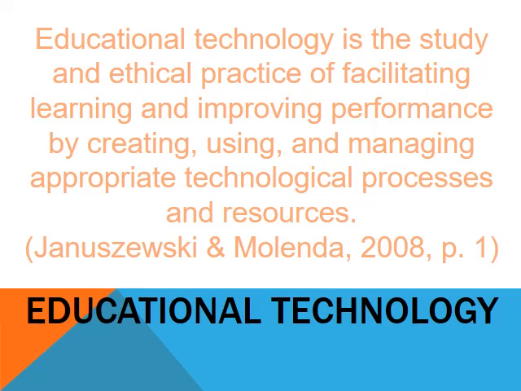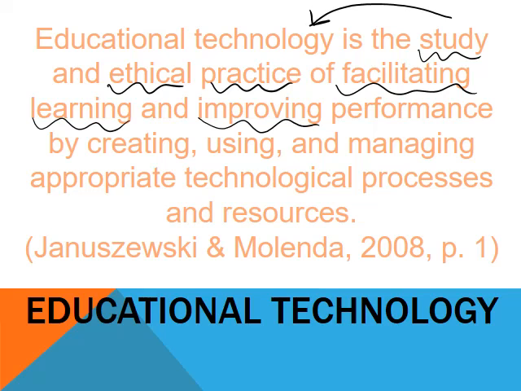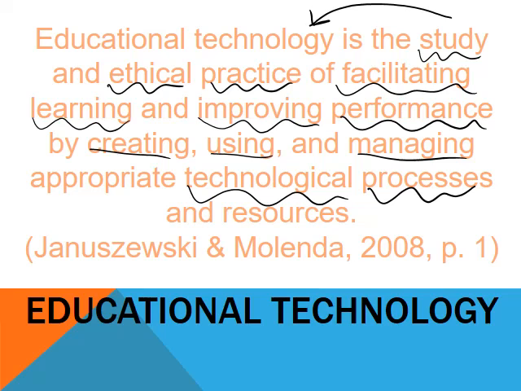In order to help us break down this definition of educational technology, we're actually going to use the components that are contained within the definition itself. And so the first thing that we will look at is the study of educational technology. After that, we'll look at the ethical practice of educational technology. Next, we'll look at how educational technology can be used to facilitate learning and how it can be used to improve performance and what those actually mean. After that, we'll look at creating, using, and managing educational technology. Then we'll look at the technological processes involved. And finally, we'll look at the technological resources that are available for educators.